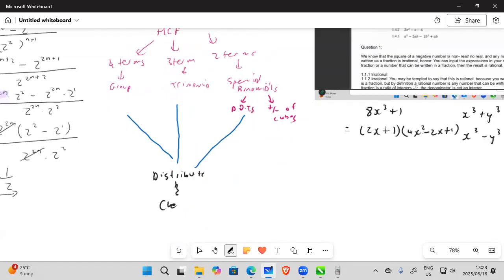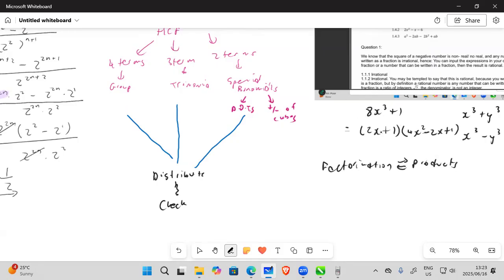Distribute and check. So what are we distributing? Remember I said factorization and products are reverses of each other. If I'm factorizing something, then to check factorization, I can use products. If I got products, to check products, I can use factorization. It's the exact same idea.